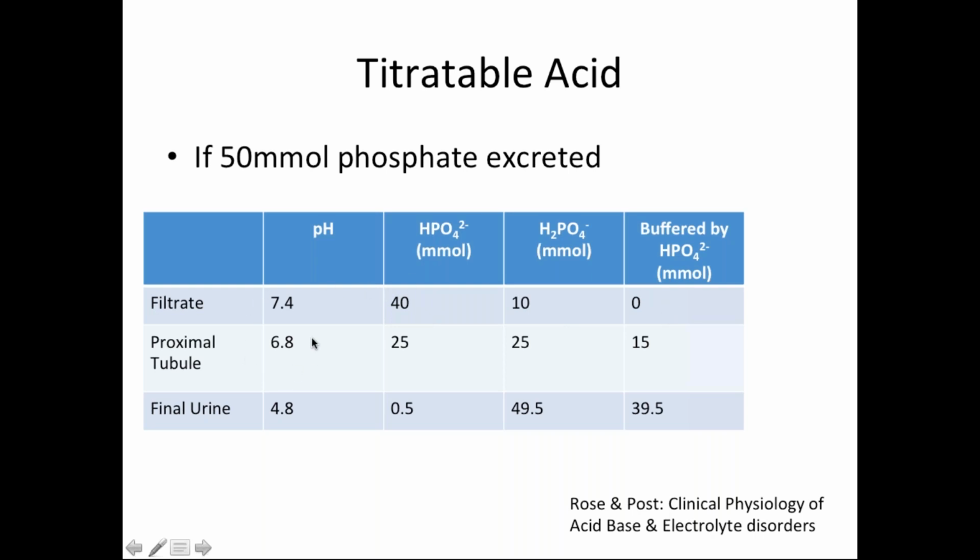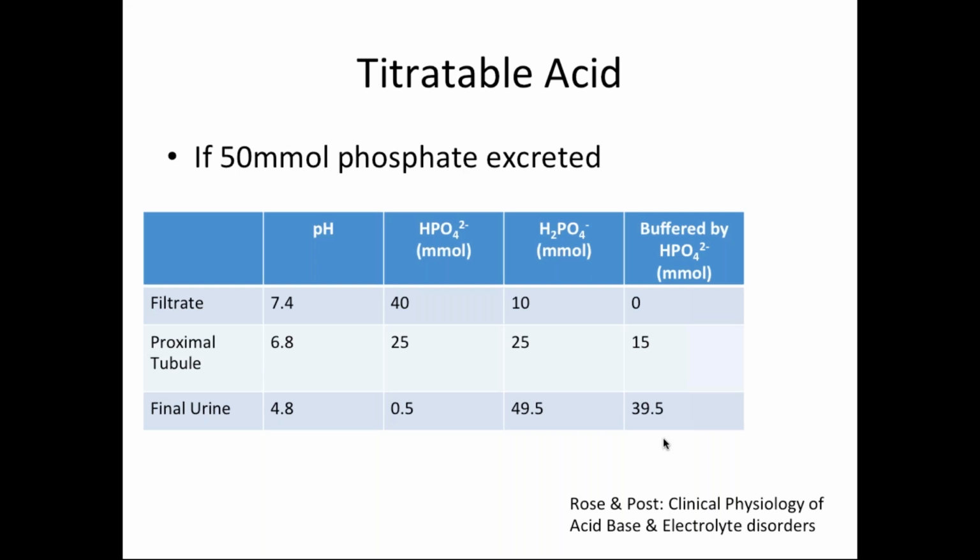In the proximal tubule, the pH drops to about 6.8, which is the pKa for the hydrogen phosphate dihydrogen phosphate combination, and so it will be a 1:1 ratio of 25 to 25. So now you have 15 millimoles of buffering that has happened. When you go to the final urine, if it is an acidic urine of 4.8 or 5, the hydrogen phosphate would be now at a concentration of 0.5, and the dihydrogen phosphate would be 49.5, and so you have the majority of the phosphate being dihydrogen phosphate, and so you have buffered about 40 millimoles out of the 50 millimoles of phosphate that is excreted.